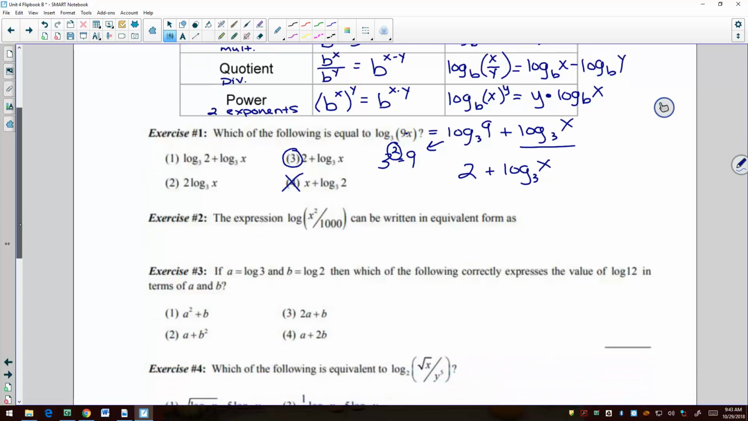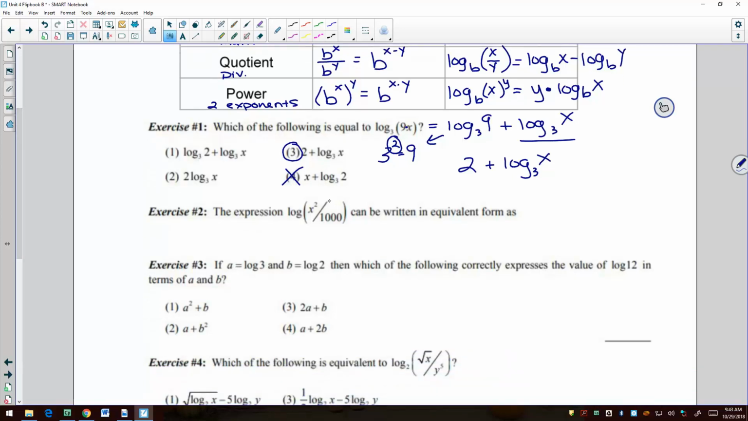Exercise 2, you will notice, deals with division. We have a single log. Notice it's missing a base, so you can put your imaginary 10 there. The base is 10. We have a single log with two things being divided, so we're going to split that up into two logs, and if it's division, you do subtraction. So I can rewrite this as log base 10 of x squared minus log base 10 of 1,000.